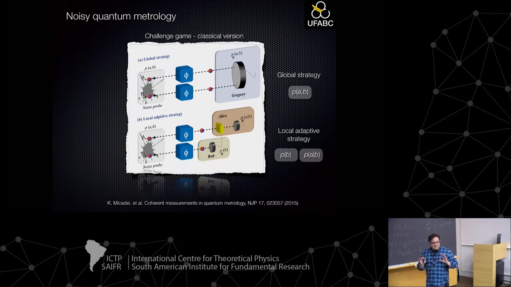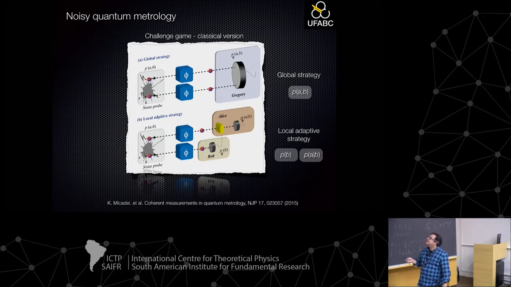Let us consider the following situation. You have a probe. Your probe is composed of two parts, part A and part B. Then the probe will interact with the system that we want to measure. We'll get some information about phi, and then you measure the probe. If you have global access to the whole probability distribution, P(A,B), of the measurements that you will perform, you have this global strategy.